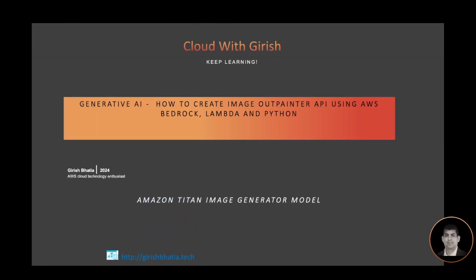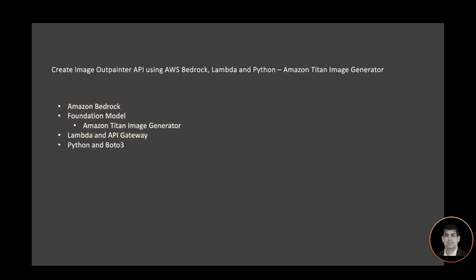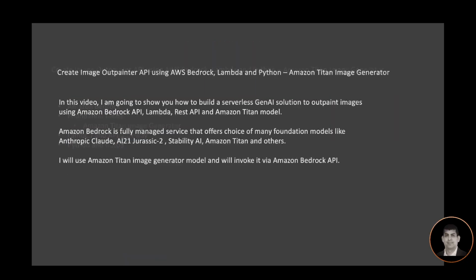In this video, I'm going to show you how to build a serverless generative AI solution to outpaint images using Amazon Bedrock API, Lambda, REST API, and Amazon Titan model. Amazon Bedrock is a fully managed service that offers choice of many foundation models like Anthropic Claude, AI21 Jurassic 2, Stability AI, Amazon Titan, and others. I will use Amazon Titan Image Generator and I will invoke it via Amazon Bedrock API.